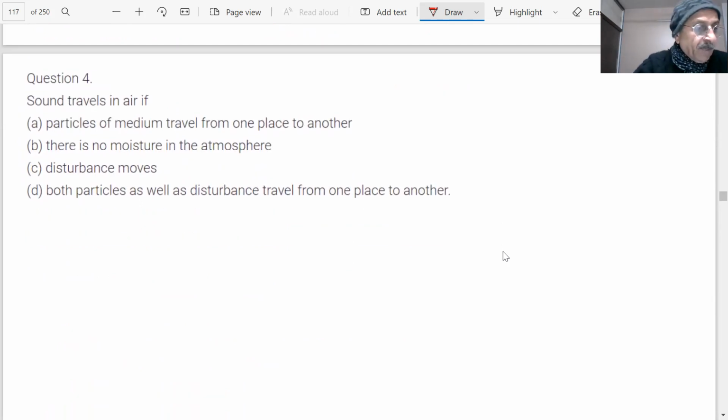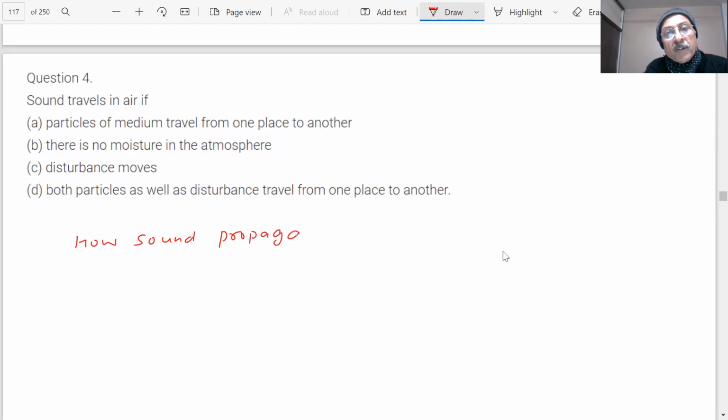Next question is coming. Sound travels in air. Do particles of the medium travel from one place to another? There is no moisture in the atmosphere. Disturbance moves, or both particle as well as disturbance travel from one place to another. We discussed this question so many times. How does sound propagate, students? Here, air is a medium.